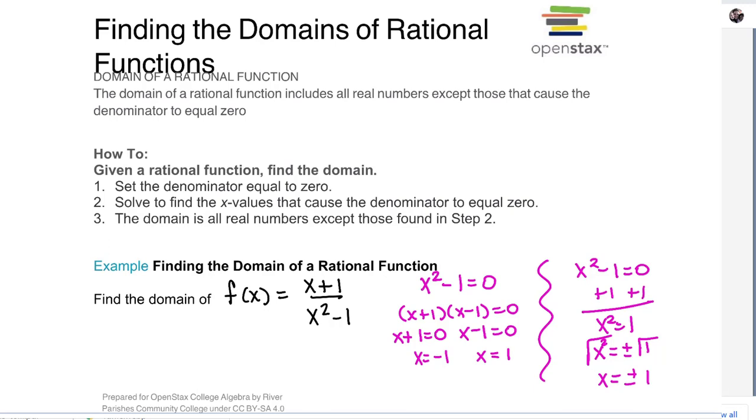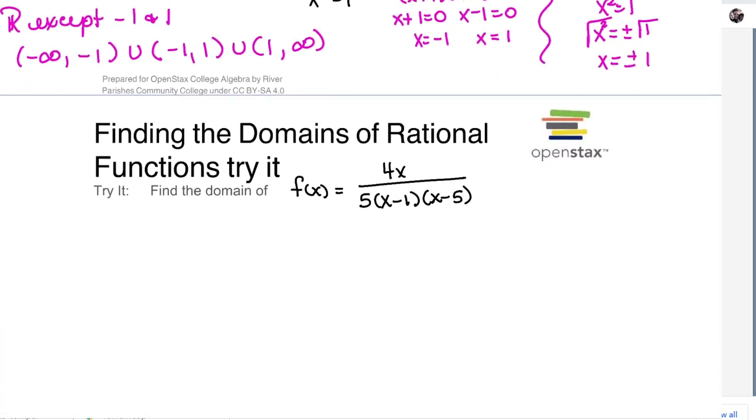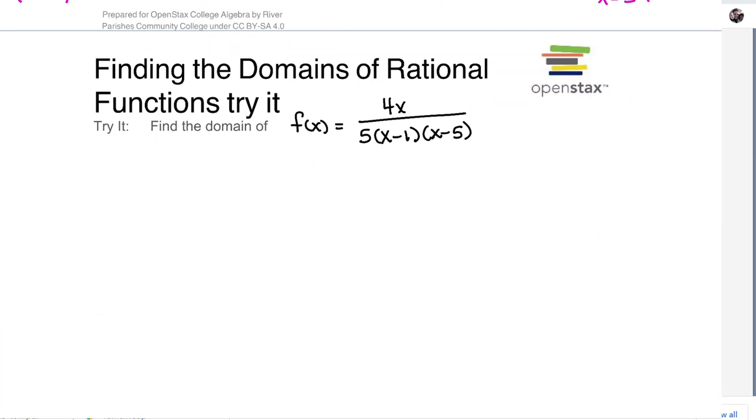So that means that x is all real numbers except negative 1 and positive 1. We can also say it's negative infinity to negative 1, union with negative 1 to 1, union with 1 to infinity. But that should be a review. So your turn to try it. Try to find the domain of this function.